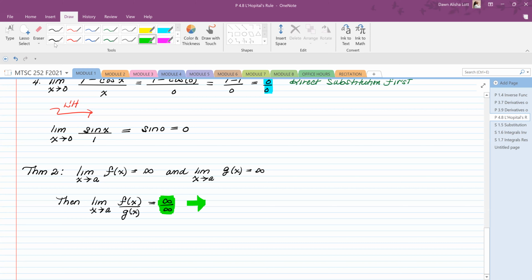But that implies that the limit as x approaches a of f of x over g of x is equal to the limit as x approaches a of f prime of x over g prime of x. So the second part of the theorem says this also works if I get infinity over infinity.